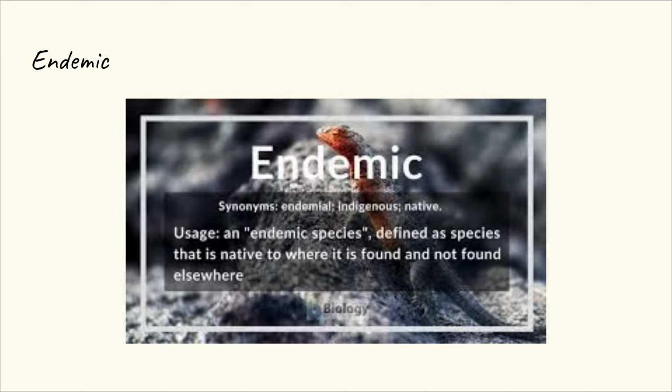The third term I'd like you to remember is called endemic. And so what is an endemic? Well, in our instance, we're talking about an endemic species. An endemic species is defined as a species that is native to where it is found and not found elsewhere. So, say a certain bird is native to Utah, or in my case, Iowa. That bird lives and is native to that state, and it is not found somewhere else.